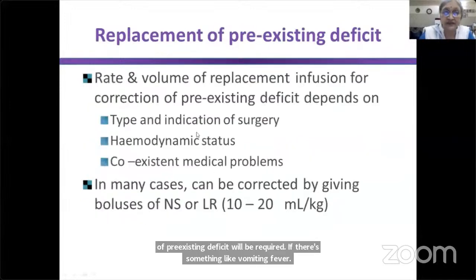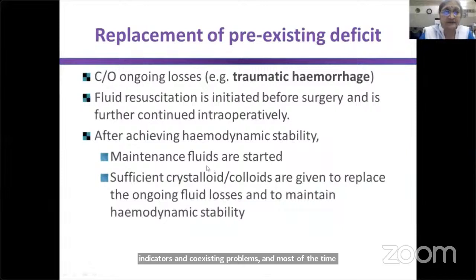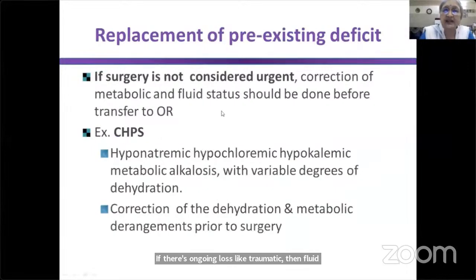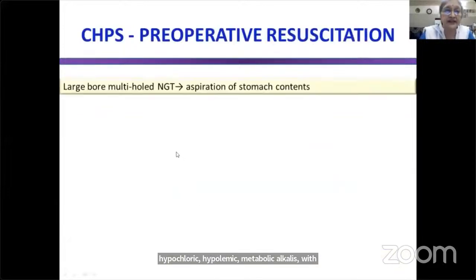Now, rate and volume will depend on the type and indication of surgery, hemodynamic status, and coexisting problems. And most of the time, LR 10 to 20 ml per kg will suffice. If there is ongoing loss like traumatic hemorrhage, then fluid resuscitation is initiated before surgery and further continued intraoperatively. If surgery is not urgent, for example in CHPS, where you have a hyponatremic, hypochloremic, hypokalemic metabolic alkalosis with a variable degree of dehydration, then you need to correct it.